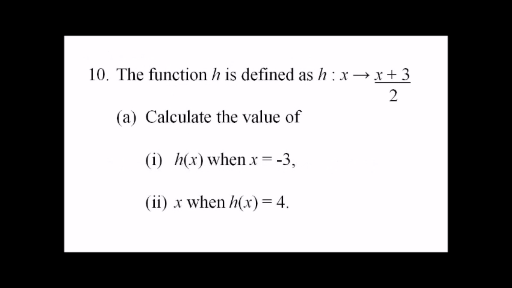And moving right along to number 10, the function h is defined as h of x gives you x plus 3 over 2, and a, calculate the value of 1, h of x when x is equal to -3, and 2, x when h of x is equal to 4. So again, h of x when x is equal to -3, go to h of x, where you see x, you substitute -3, work it out, and 2, x when h of x is equal to 4, so x plus 3 over 2 is equal to 4. Cross multiply, solve it for x, and that would be your answer for a2. You should get this by now.